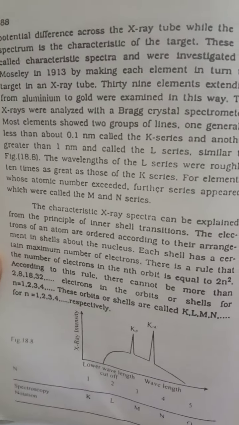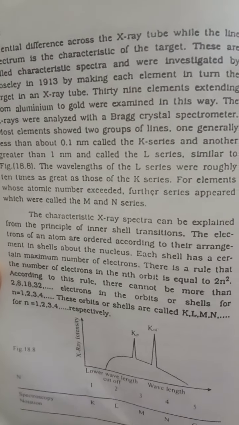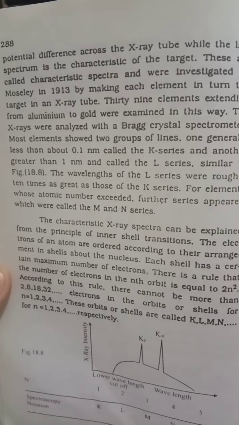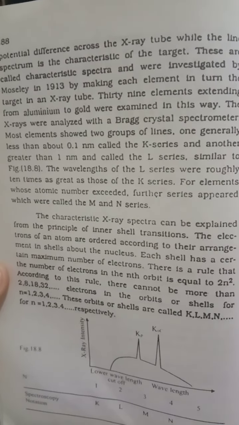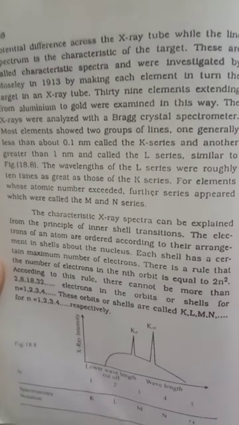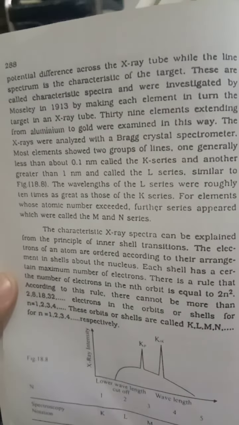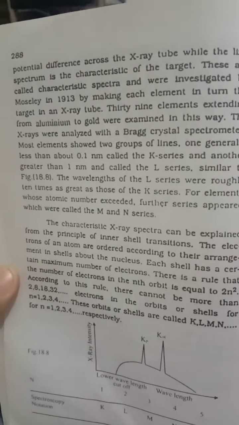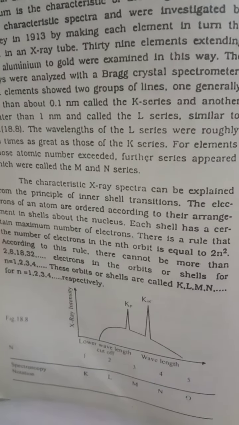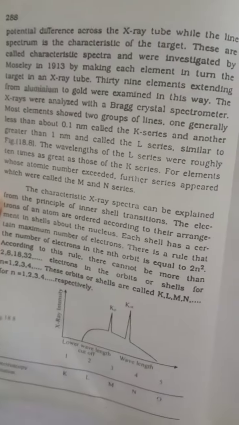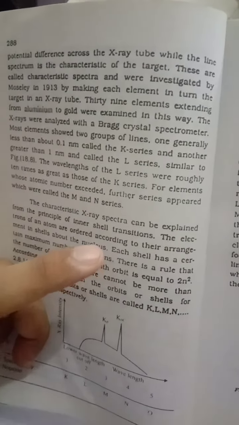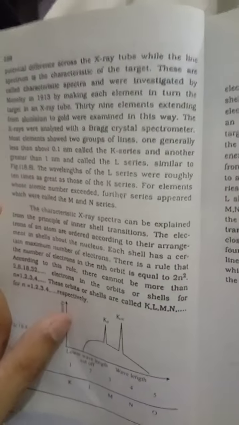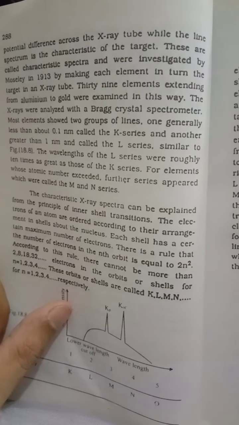The characteristic X-ray spectra can be explained from the principle of inner shell transitions. The electrons of an atom are ordered according to their arrangement in shells about the nucleus. Each shell has a certain maximum number of electrons. There is a rule that the number of electrons in the nth orbit is equal to 2n square.